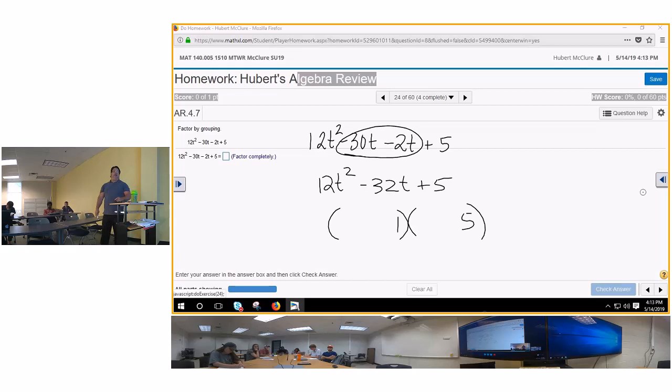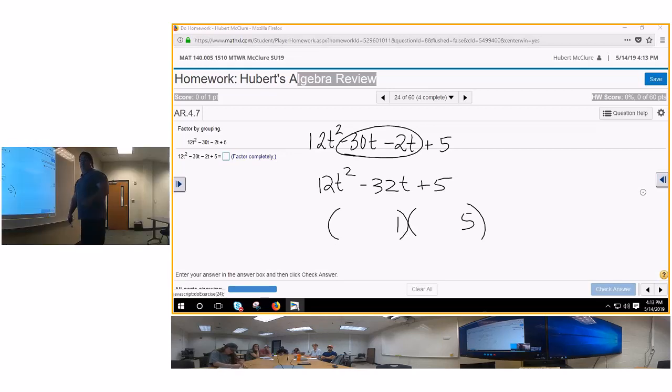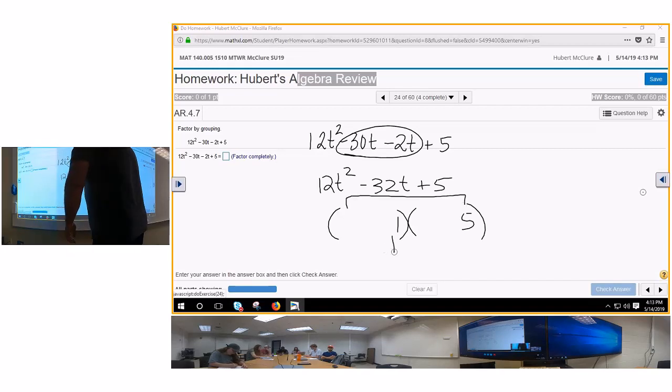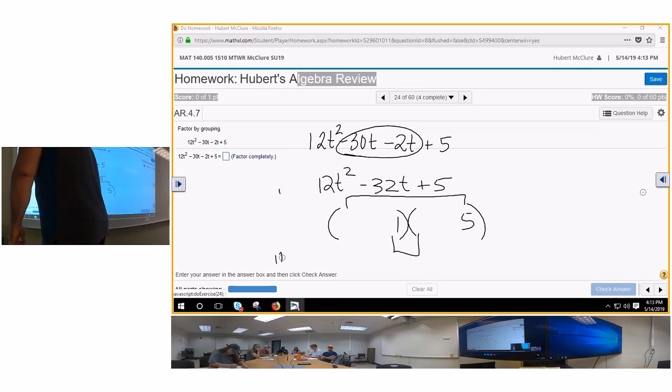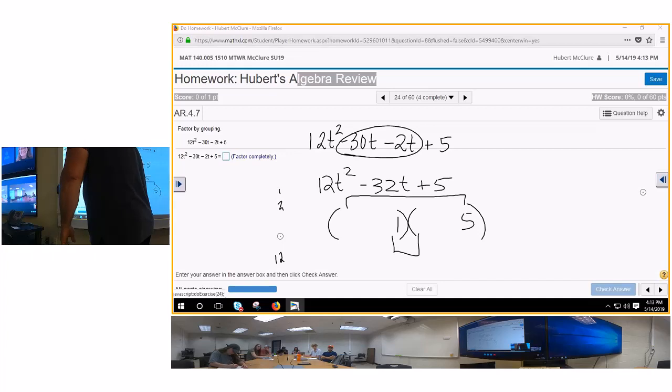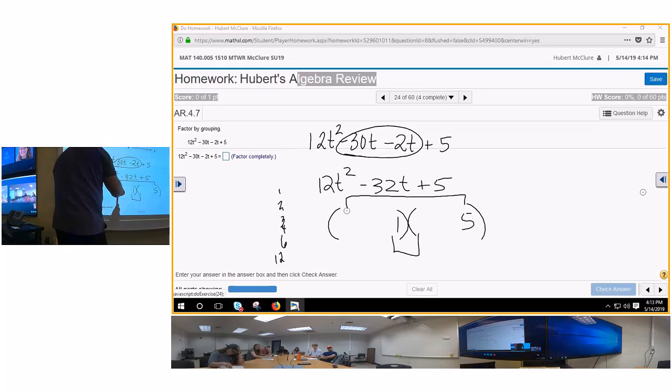There are some people that can break an anvil with a banana. 1 times 5 will always give you what? 5. So there's no other multiples of 5, so I went ahead and put 1 times 5 there. Now I'm going to do my handy-dandy outside and inside. 1 and 12, 2 and 6, 3 and 4. I'm going to go with 3 and 4 because I have no idea. I'm going to put a little 3 here and a little 4 there.